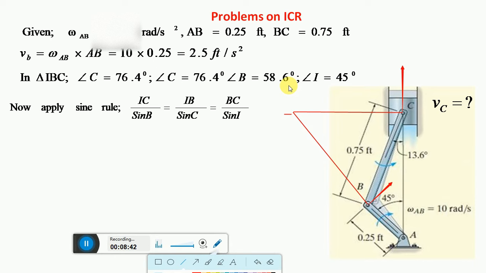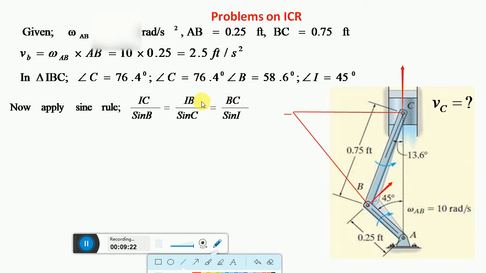Now after getting angles B, C and I, in this triangle we can apply the sine rule. Why are we applying the sine rule? So that we can get IB and IC. So let's apply the sine rule. The sine rule says the ratio of a side to the sine of the angle opposite to it is equal for all sides. So IC upon sine B is equal to IB upon sine C is equal to BC upon sine I.